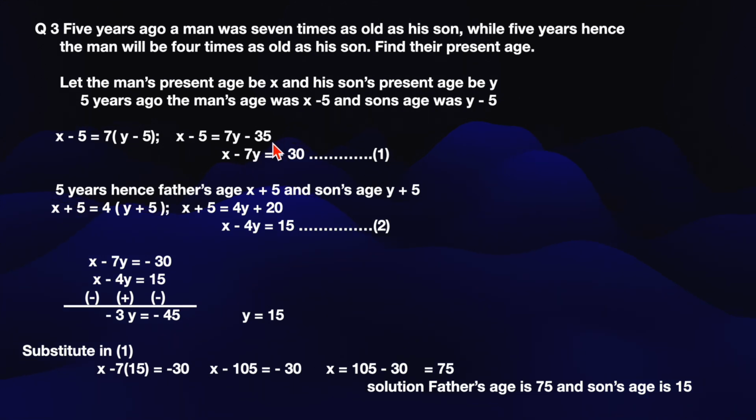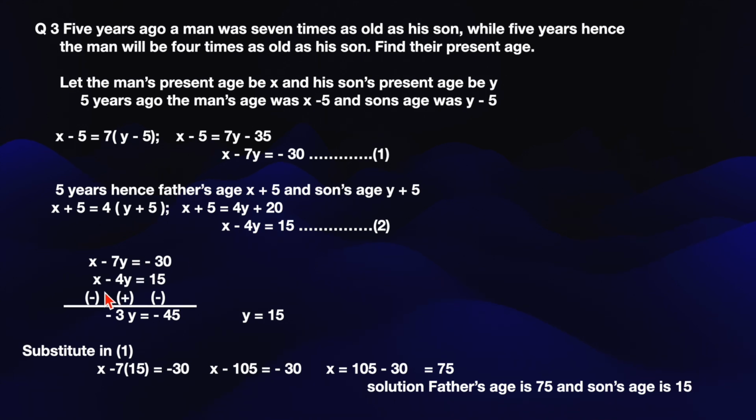Open the bracket and simplify. You get the first equation. X minus 7y is equal to minus 13. Okay. 5 years hence, the father's age is x plus 5 and son will be y plus 5. And they will be 4 times as old as his son. So x plus 5 is equal to 4 into y plus 5. Open the bracket, solve it, you get this equation.